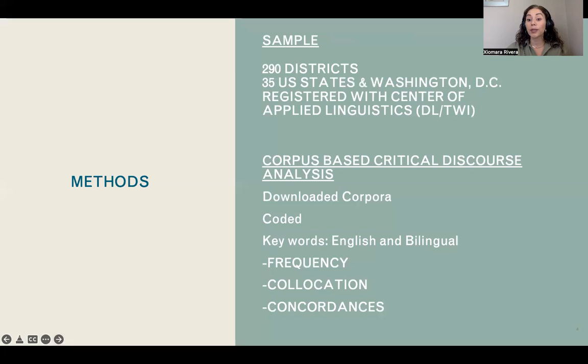Then the keywords English and bilingual were investigated in terms of frequency, collocation, and concordances in order to investigate how often the words were used, the placement of those words, and how those keywords and the placement added meaning, in order to investigate not only through quantitative means, but also through qualitative means.